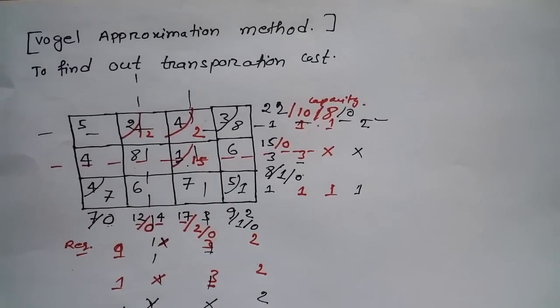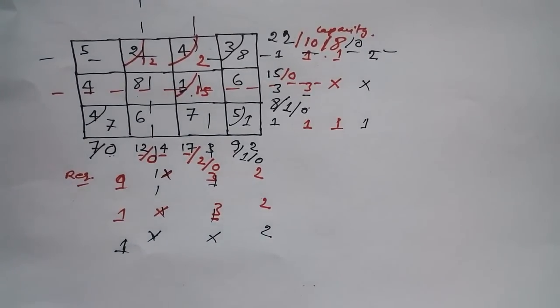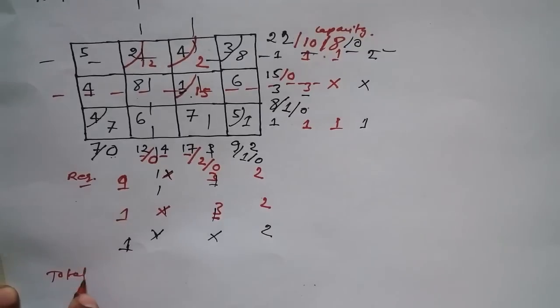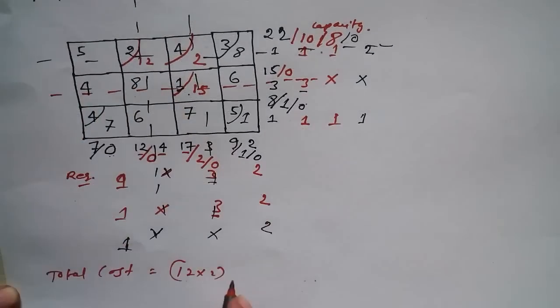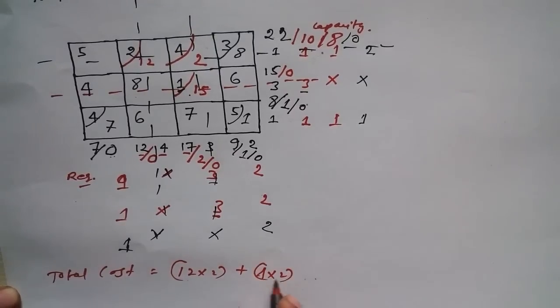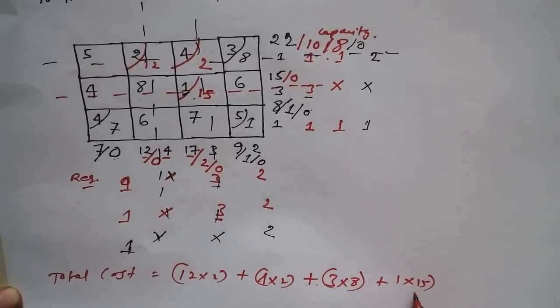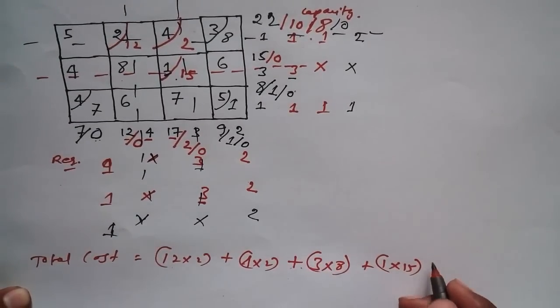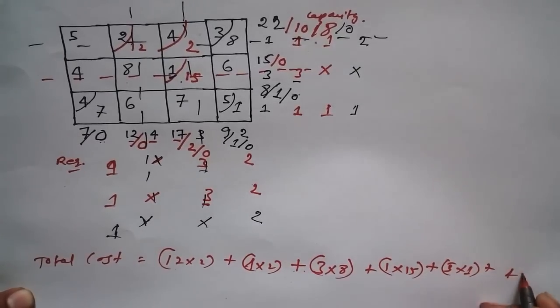And now we need to calculate the cost for this transportation from here to here. As simple as that, which method we have already used in the previous 2 problems. Okay, now total cost is equal to 12 into 2 plus 4 into 2 plus 3 into 8 plus 1 into 15 plus 5 into 1 plus 4 into 7.